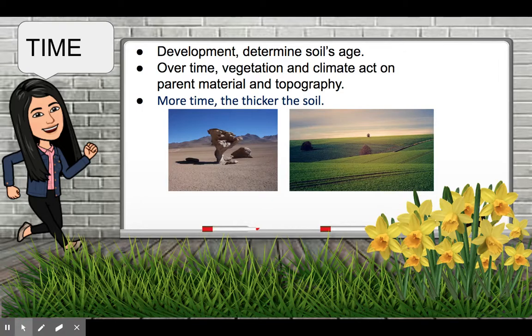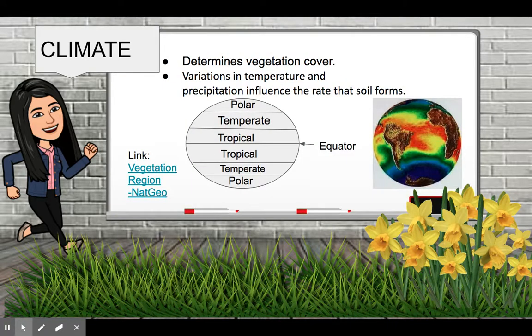The second factor is time. Development, not the chronological age, determines the soil's age. And over time, vegetation and climate act on parent material and topography. The third factor is climate. Climate determines vegetation cover. The rate of weathering of rocks to become soil is different in polar, temperate, and tropical regions.